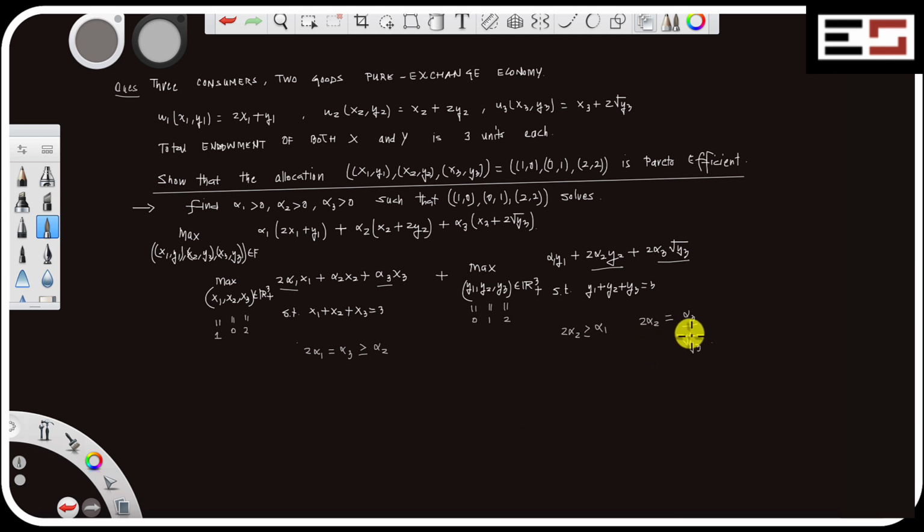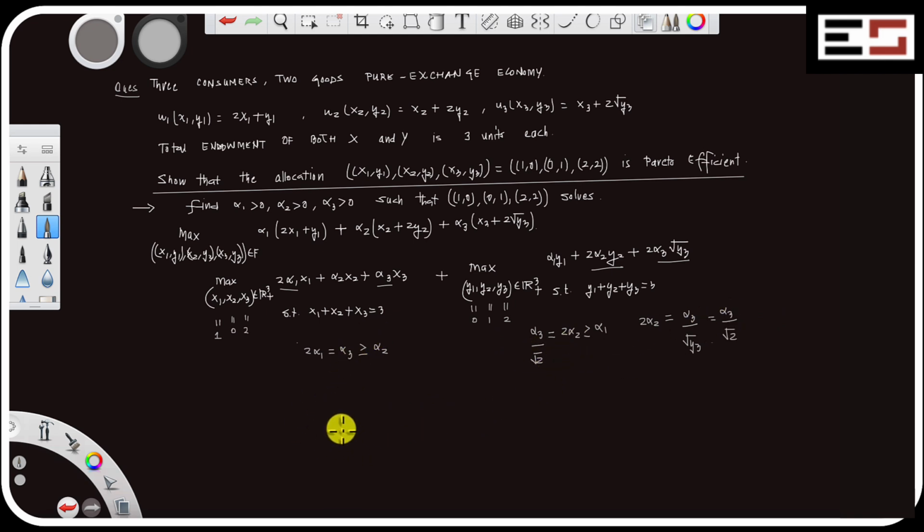So these two must be equal at the optimum, and since we are looking at this as the optimal choice, it must be the case that 2 alpha 2 must be equal to alpha 3 by square root of 2. Okay, so this gives us this set of equalities. So 2 alpha 2 must be equal to alpha 3 by square root of 2.